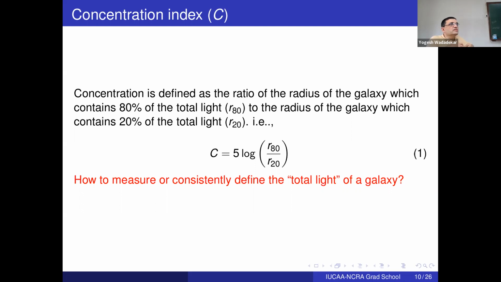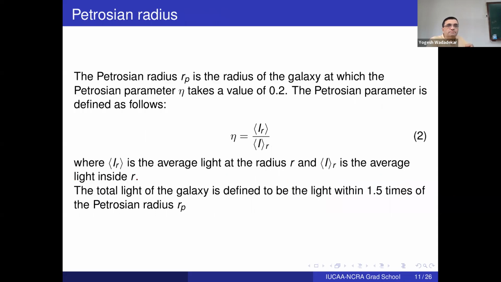When you're doing a bulge-disc decomposition successfully, as we saw yesterday, you can simply integrate it out to infinity to get the total light. But this kind of technique is used when you can't do a bulge-disc decomposition successfully. So you're sort of stuck. So what do you do? How do you define the total light of a galaxy? That is done using a concept known as the Petrosian radius.